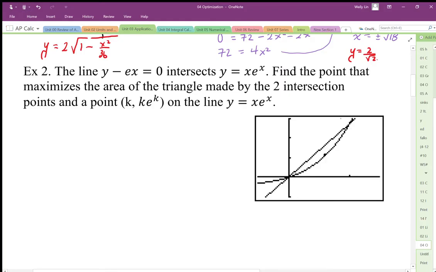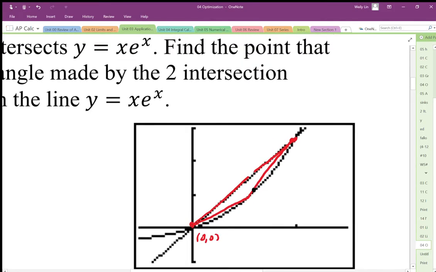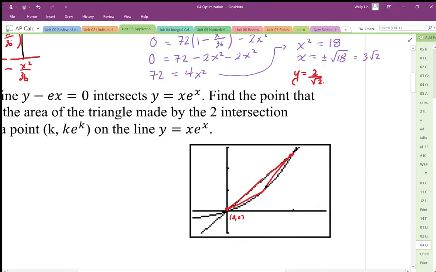Okay, so let's zoom in a little bit here. So the triangle that we're going to make is going to be somewhere along this curve, and those two intersection points. Okay, so there's my triangle that we're trying to maximize. That coordinate is 0, 0. This coordinate here, where these two intersect, I think it's going to be x equals 1 and y equals e, it looks like. So this is going to be 1 and e, my intersection point of those two graphs.